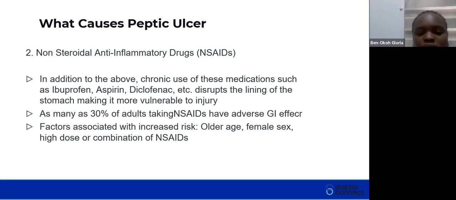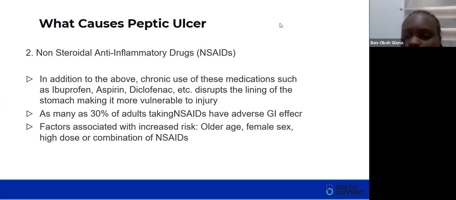It has been shown that as many as 30% of adults taking these NSAIDs eventually develop adverse effects that affect the GIT, that's the stomach and the intestine. As such, it's very important that we take note of this. Another factor associated with an increased risk of peptic ulcer is older age. As we get older, there are some medical conditions peculiar to old age, like arthritis. Other factors are the female gender, and high dose or combination of NSAIDs.